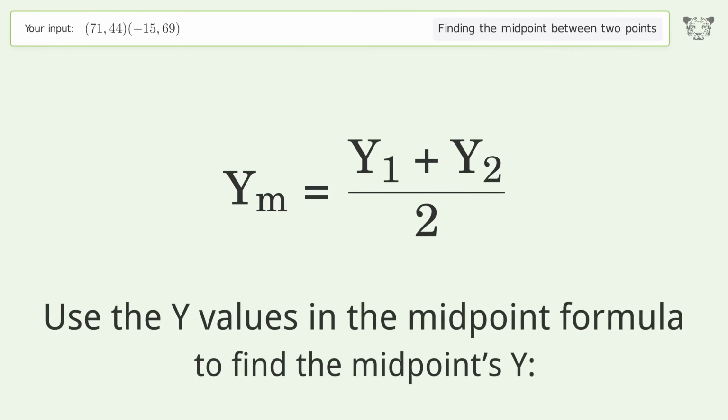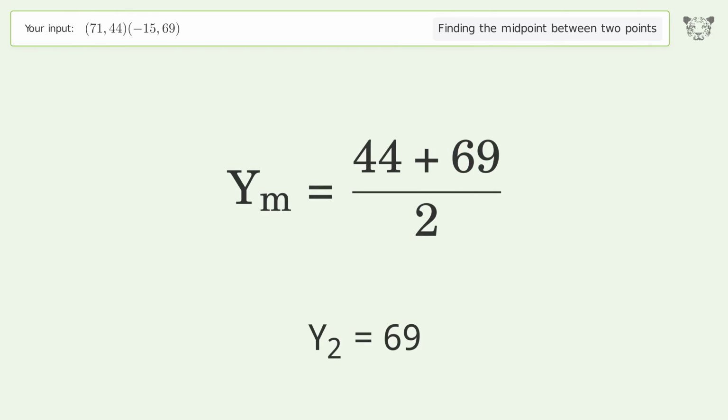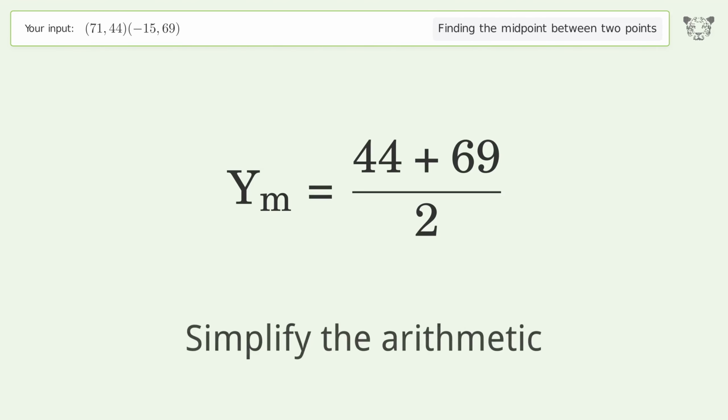Use the y values in the midpoint formula to find the midpoint's y. y1 equals 44. y2 equals 69. Simplify the arithmetic.